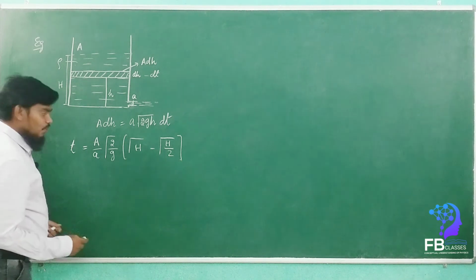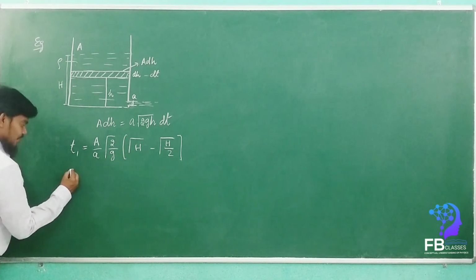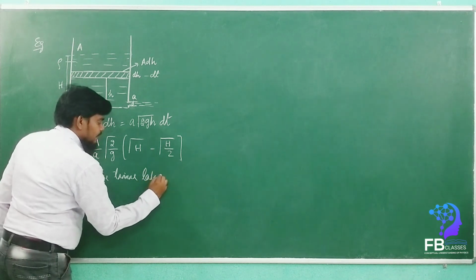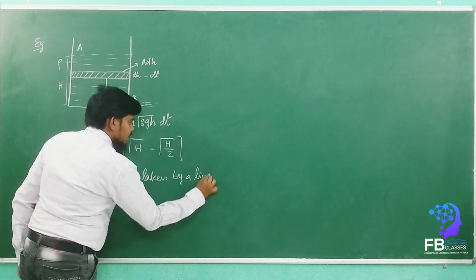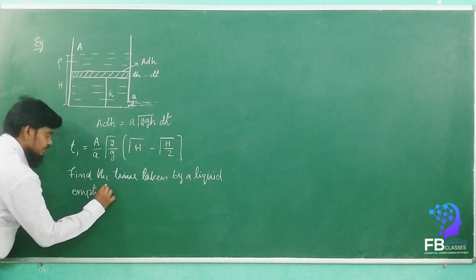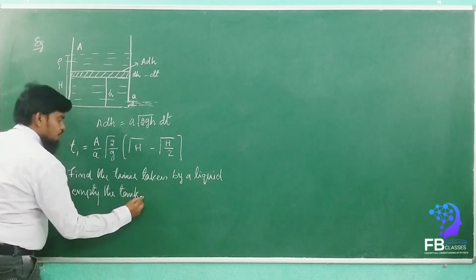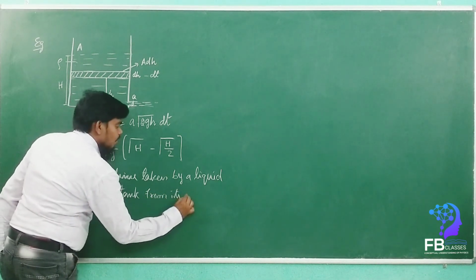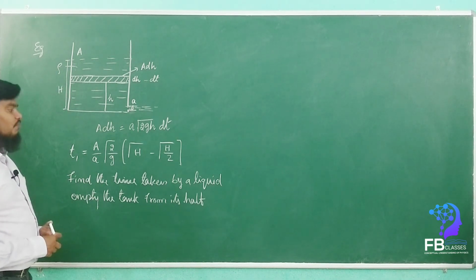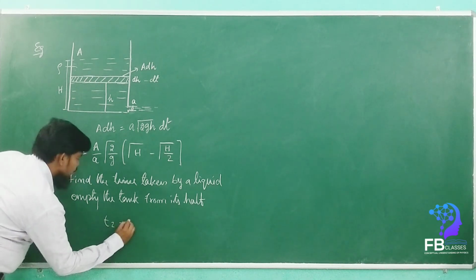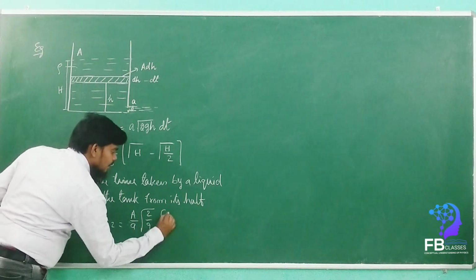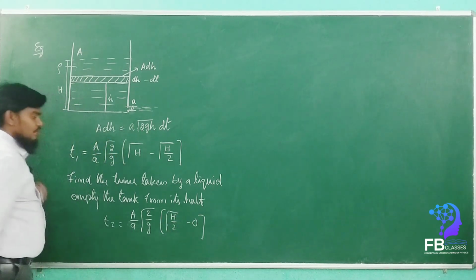Consider that as t1. Then if he says find the time taken by the liquid to empty the tank from its half, the equation will be t2 is equal to A by a root 2 by g into root of h by 2, half of the tank, minus 0. So this is the equation.